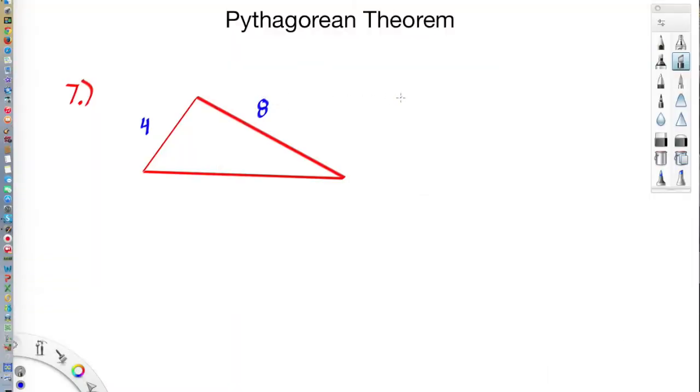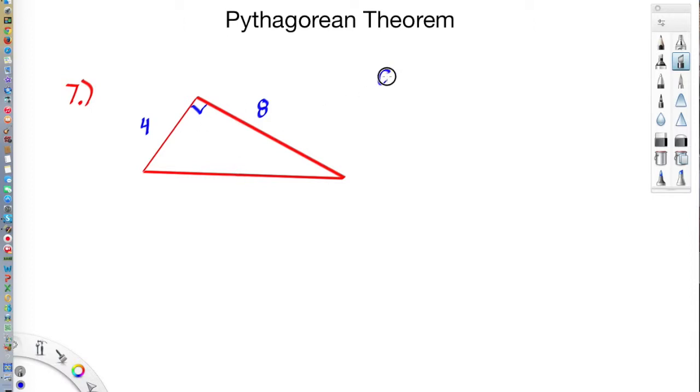Let's move on down to number 7, and this is the traditional way that we would use the Pythagorean Theorem. We have a right triangle here. They're telling us it's a right triangle. They give us two sides, and they happen to be sides A and B, and then we have to figure out the hypotenuse.